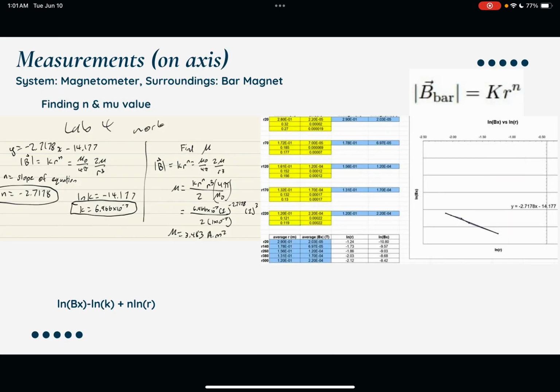With the measurements on axis, the system is the magnetometer and the surroundings is the bar magnet. When we found the n and the mu value, we used B equals K R^N, which is the distance dependence equation. We also used the on-axis equation, which is mu naught over 4 pi times 2 mu over r cubed. And by doing that, we found the n and the mu value.